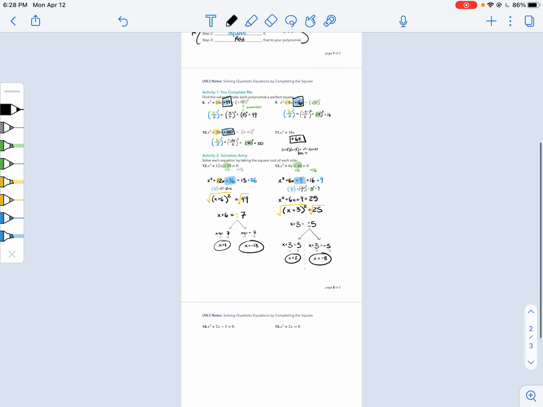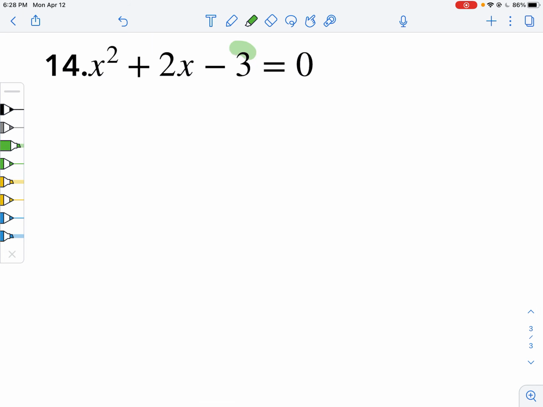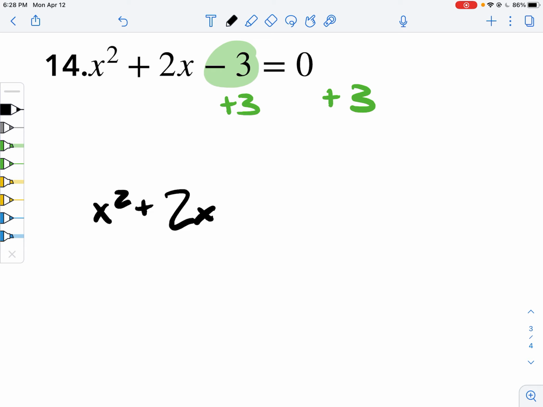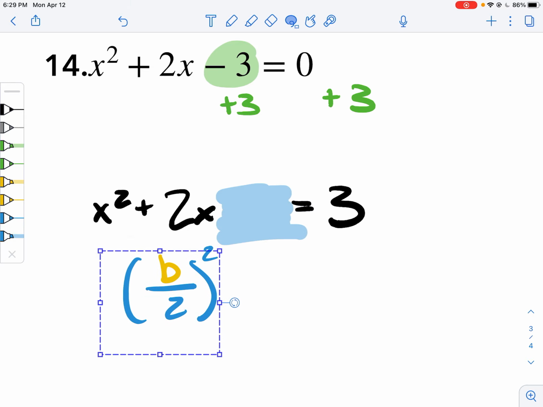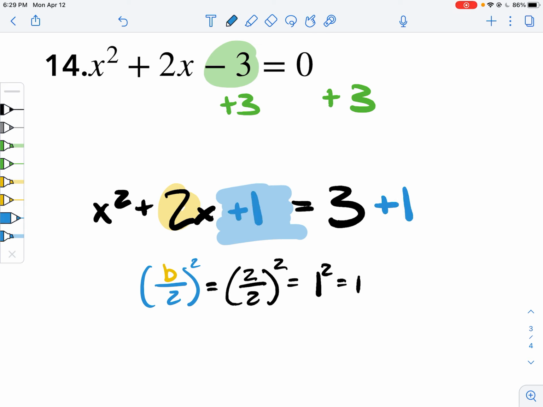We got 2 more. It's the same thing. Okay, we gotta get rid of this 3. Add 3 to both sides. Now we're left with x squared plus 2x plus something equals 3. What is this something gonna be? Well, let's use our b. It's going to be half of what b is, so it's going to be 2 over 2, and then we'll square it. So it'll be 1 squared, which is 1. Yay! So we add 1 to both sides of our equation.